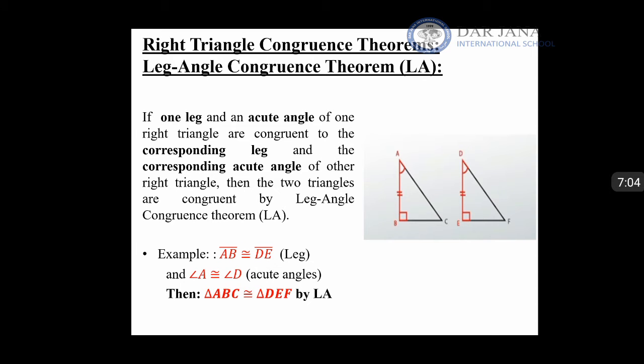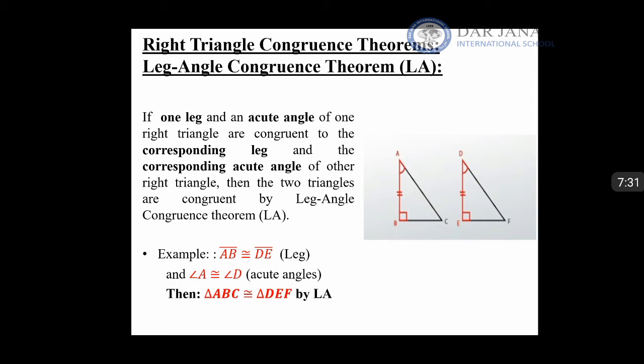Leg angle congruence theorem. From the naming, we have to use the leg and an angle, and pay attention here, we're going to use the acute angle. So if one leg and an acute angle of one right triangle are congruent to the corresponding leg and the corresponding acute angle of the other right triangle, then the two triangles are congruent using the leg angle congruence theorem, which is referred to by LA.